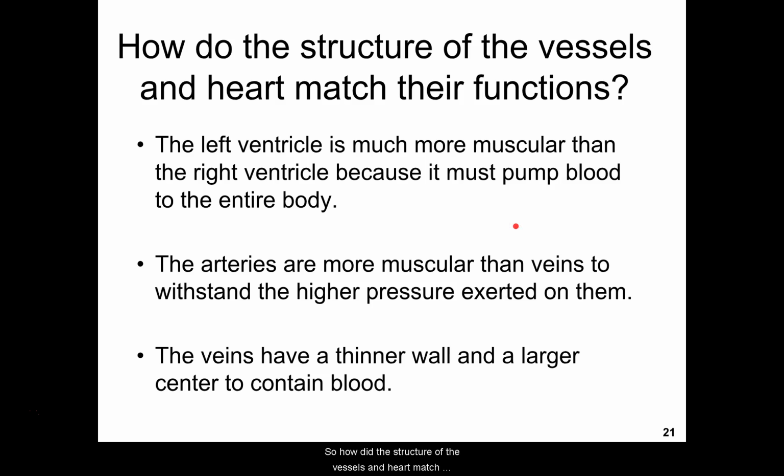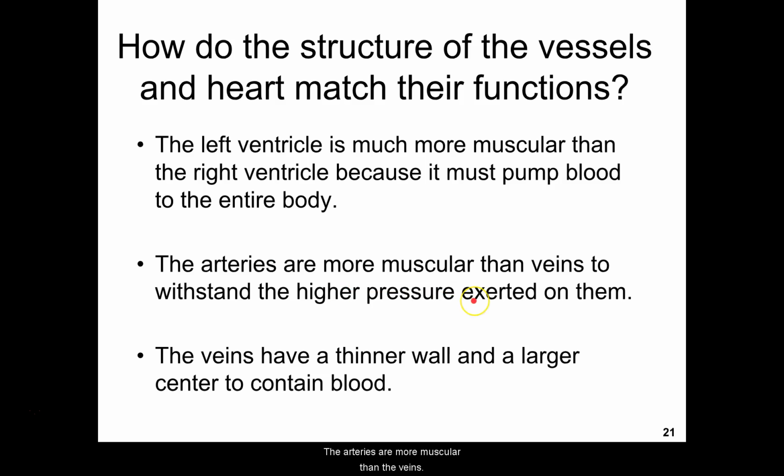So, how do the structure of the vessels and heart match their functions? By the time you're watching this, you should understand the directionality of blood flow through the heart. The right ventricle is just pumping blood to the lungs, whereas the left ventricle has to pump blood to the entire body, everywhere. So it should be logical that the left ventricle is more muscular than the right ventricle.